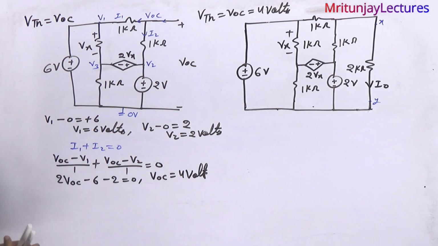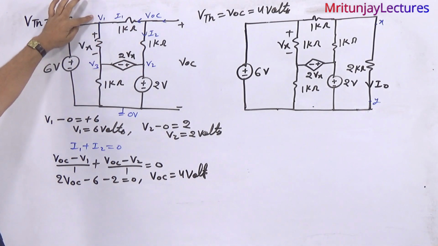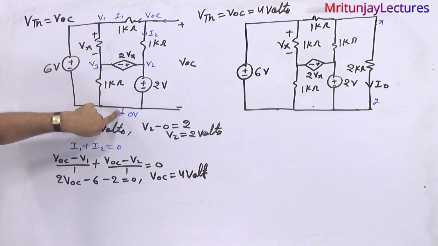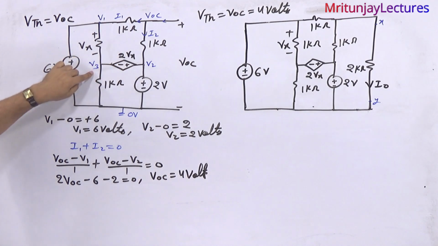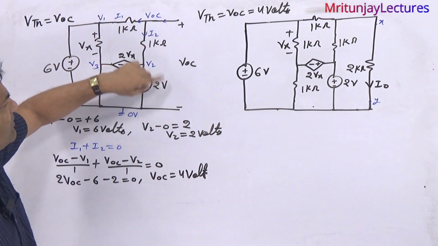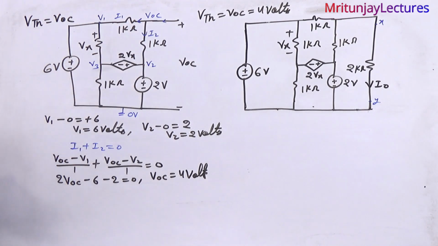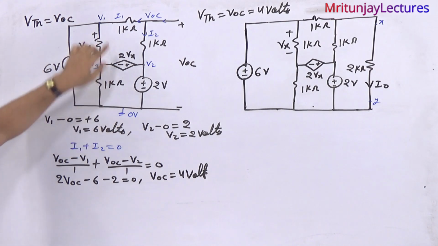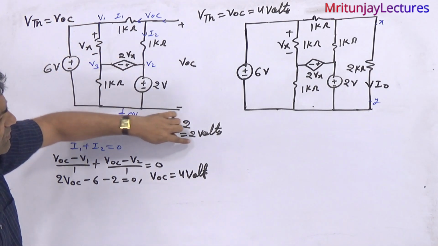After that, we take I1 and I2 currents here, and before taking I1 and I2, we have assigned node voltages: 0 voltage here, V1, V2, V3 and V of OC. Because of V of OC this is 0, so that is V of OC. V1 minus 0 will be equal to 6, so V1 is 6 volt. And V2 minus 0 will be equal to 2, so V2 is 2 volt.